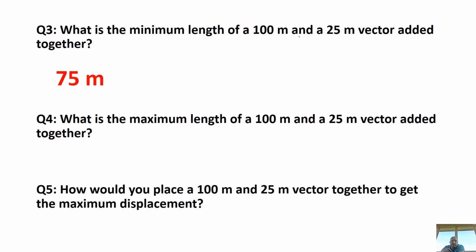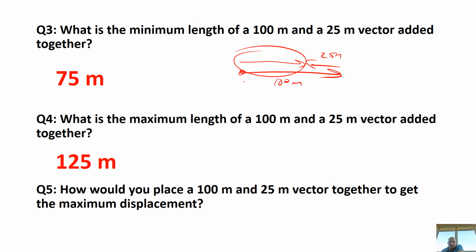So the minimum is going to be 75 meters. 100 minus 25 is 75. If I want to get a maximum, I'm going to put them in the same direction, and we're going to get 125. So once again, if I'm drawing these, just get used to practicing drawing them. 100 this way, 25 meters this way. That's going to be the minimum from start to finish. This would end up being my resultant.